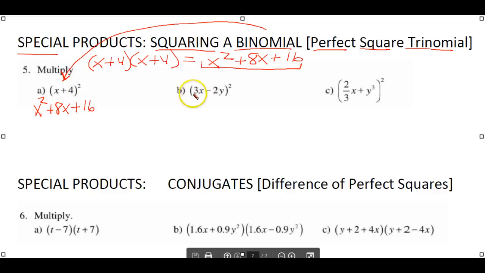All right, let's do this one together. Square this. 9x squared. Multiply these two together. Now notice the middle sign will be negative. 6xy. Double it, 12xy. Square the last term. That will always be a positive, and in this case 4y squared.